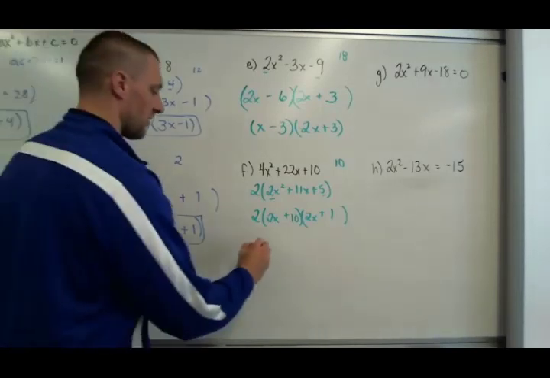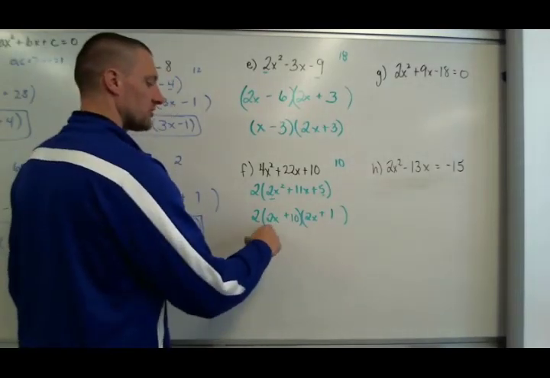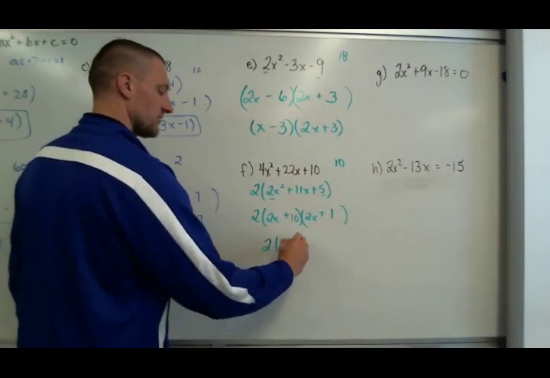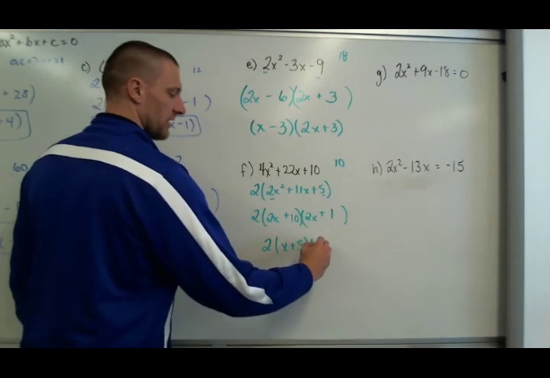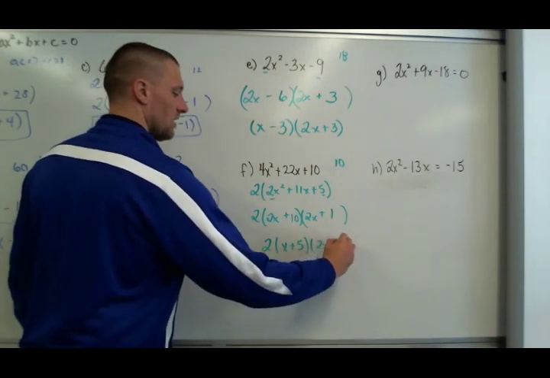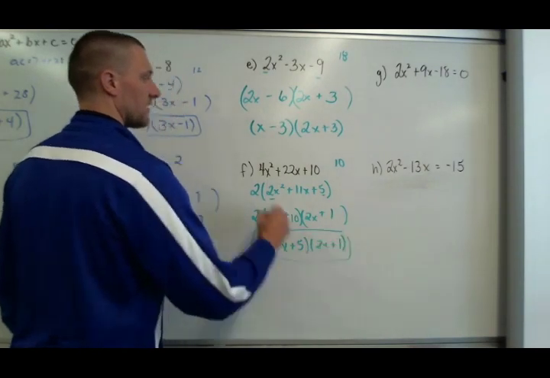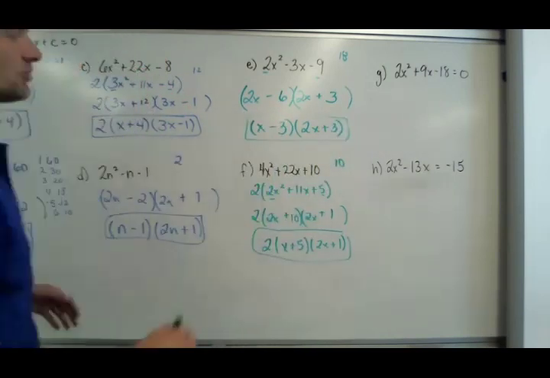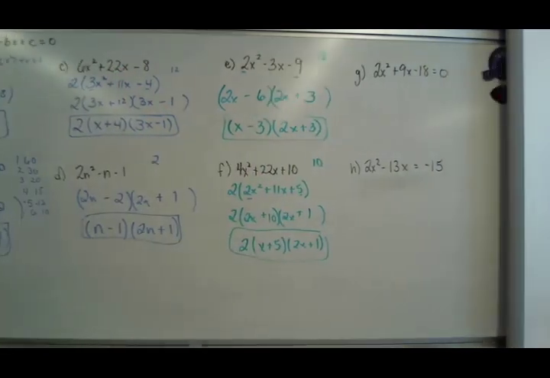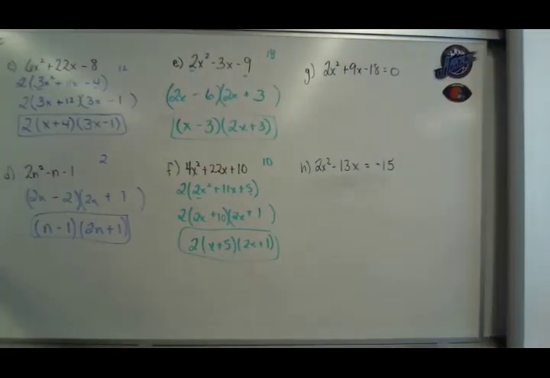And now I break those down. So I've got a 2 here. A 2 divides out of both of those, so you got an x plus 5. Okay, nothing comes out of there. You end up with 2x plus 1. And there is your final answer. And for all of these, you could FOIL them back together to prove that they work.